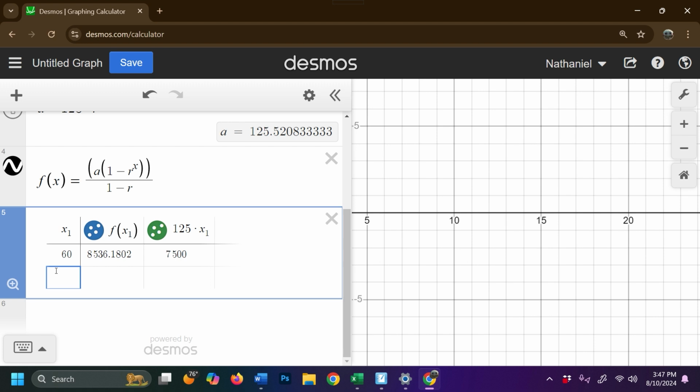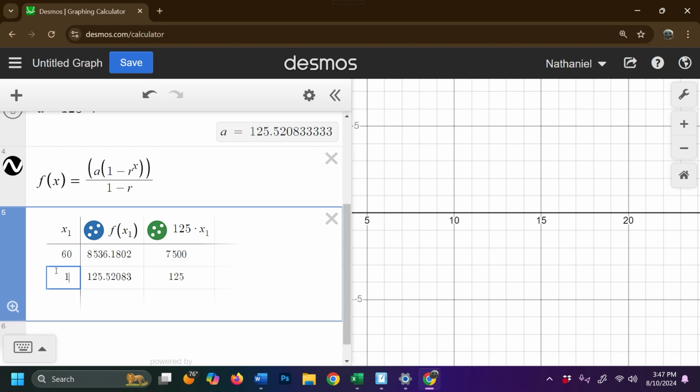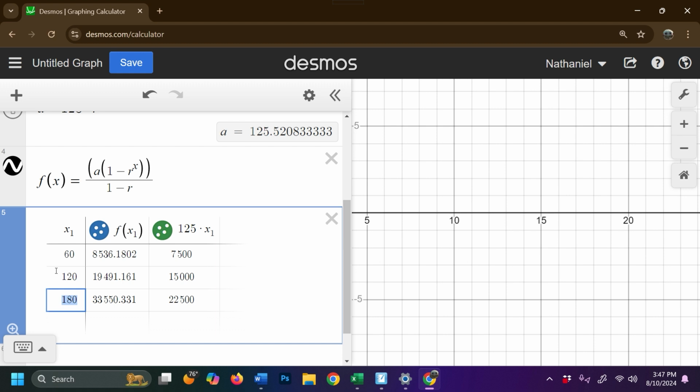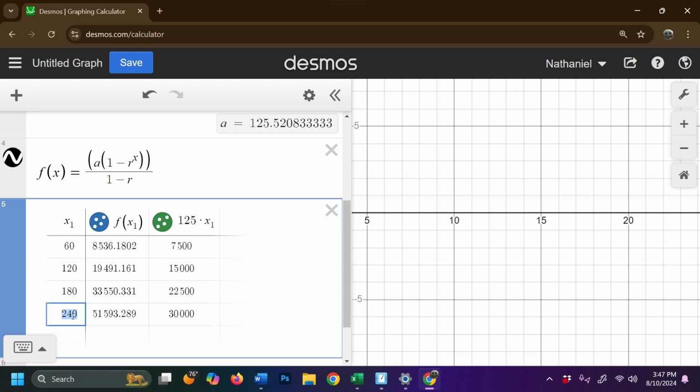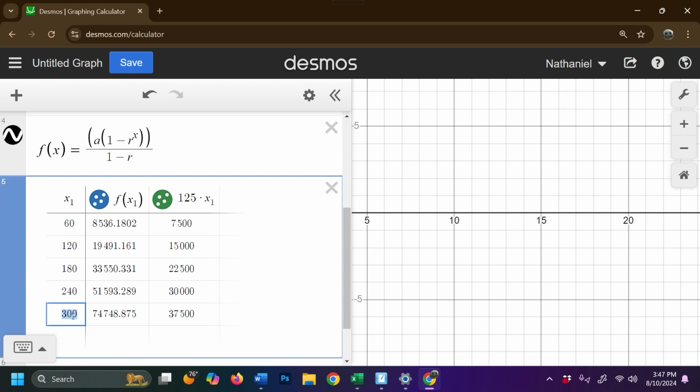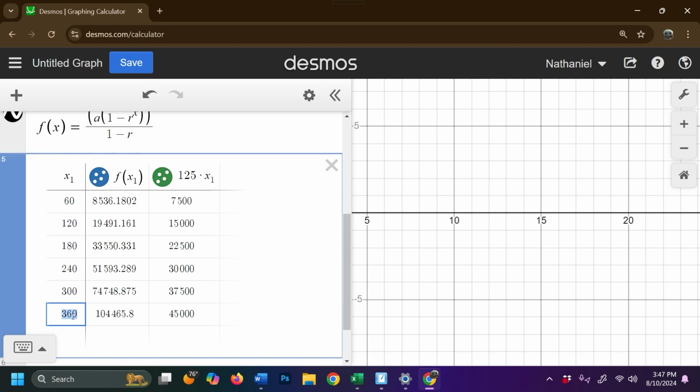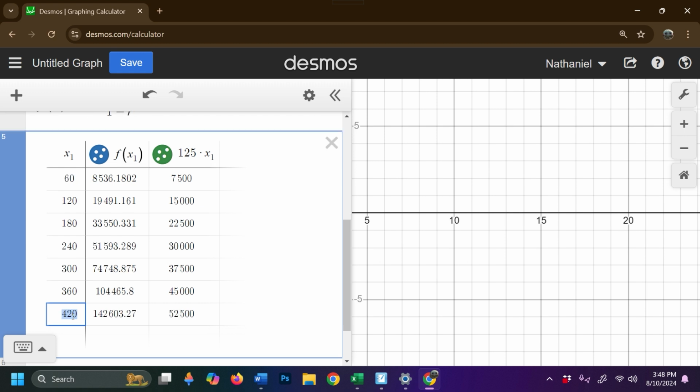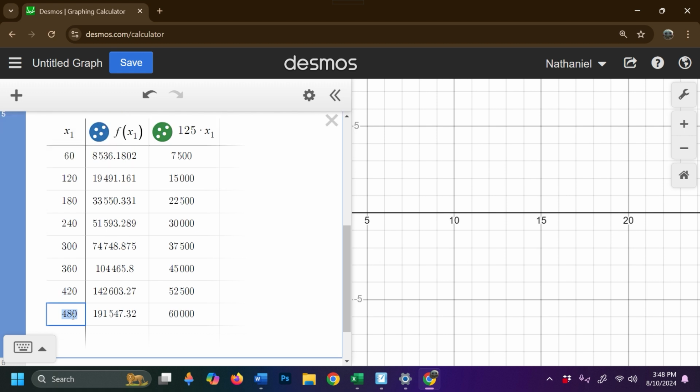So if 60 months is 5 years, after 10 years would be 120, and after 15 years would be 180. After 20 years, it would be 240. After 25 years, it would be 300. After 30 years, it would be 360. After 35 years, it would be 420 months. And then after 40 years, it would be 480 months.